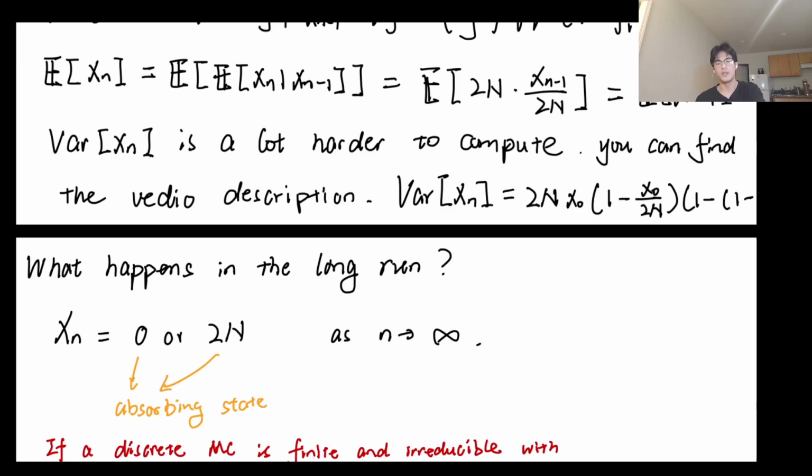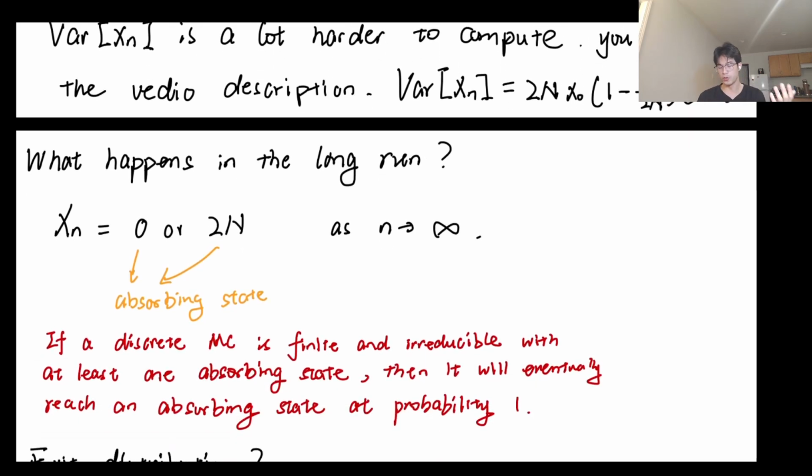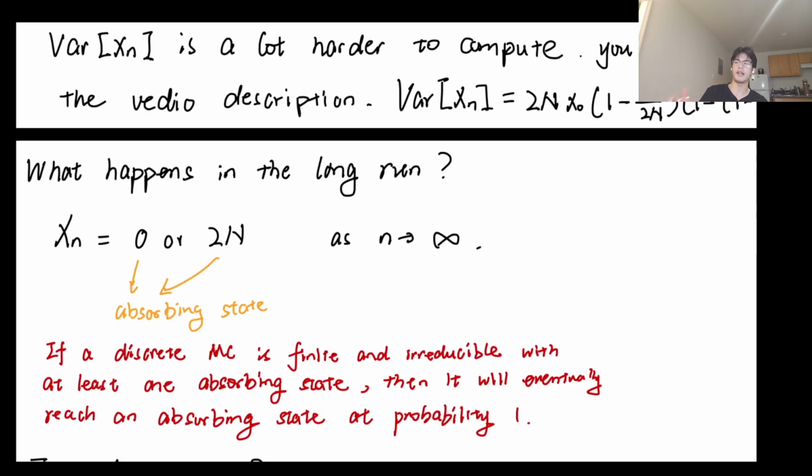And the reason why the long run goes to these absorbing states is the theorem: if a discrete Markov chain is finite and irreducible with at least one absorbing state, then it will eventually reach an absorbing state with probability 1. Right? And if you're not familiar with it, you can look it up. It's actually not hard to see the proof.